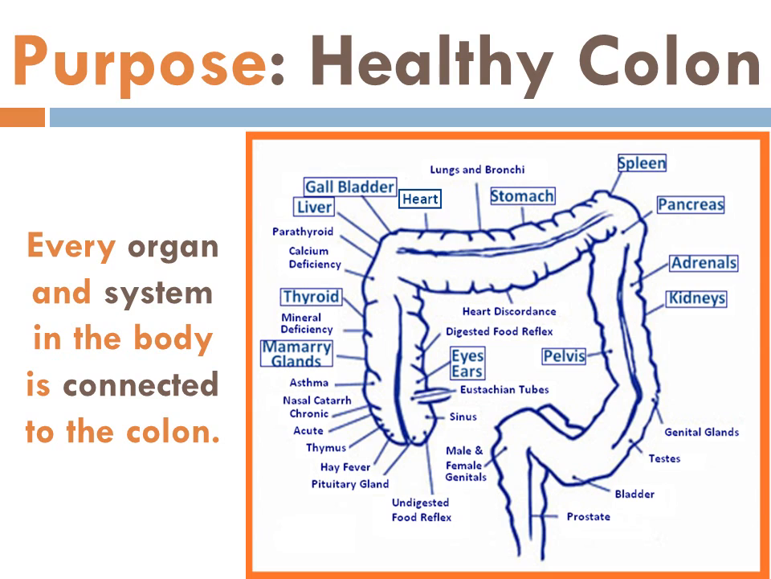Every organ and system in the body is connected to the colon. In this picture, you can see the areas of the colon where all the different organs are connected. You can see the mammary glands, the thyroid, the liver, the heart, the stomach, the spleen, the pancreas, the adrenals, and the kidney.